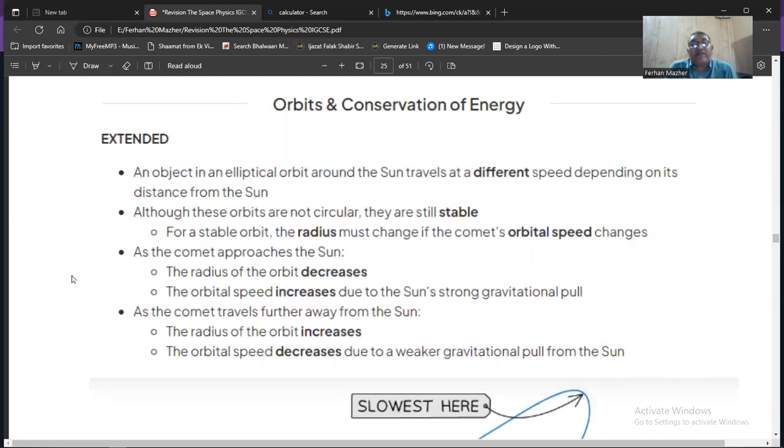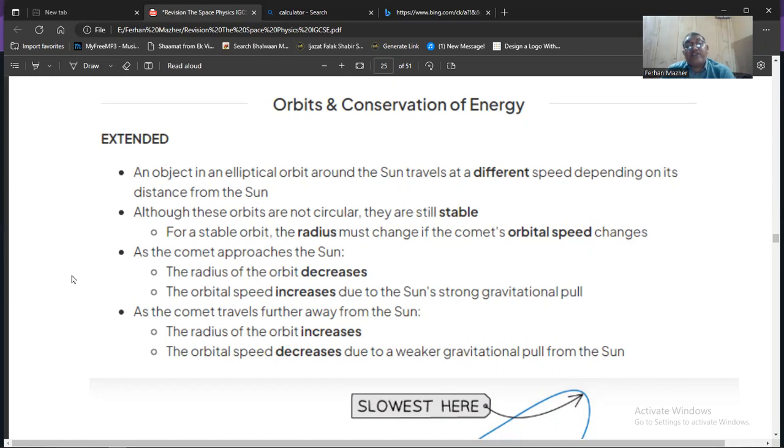Orbits and conservation of energy. An object in an elliptical orbit around the sun travels at a different speed depending on its distance from the sun. Although these orbits are not circular, they are still stable. For a stable orbit, the radius must change if the comet's orbital speed changes. As the comet approaches the sun, the radius of the orbit decreases. The orbital speed increases due to the sun's strong gravitational pull.